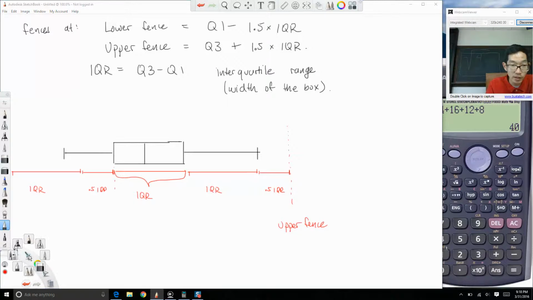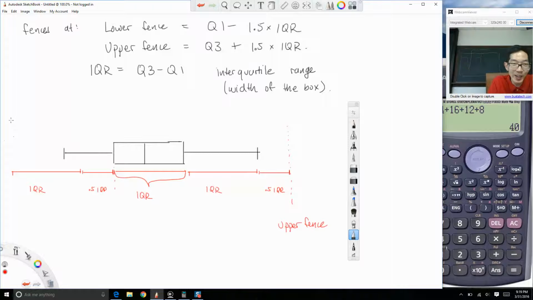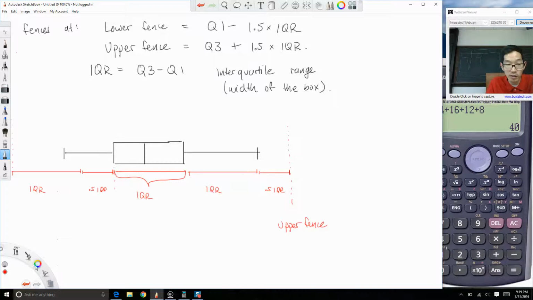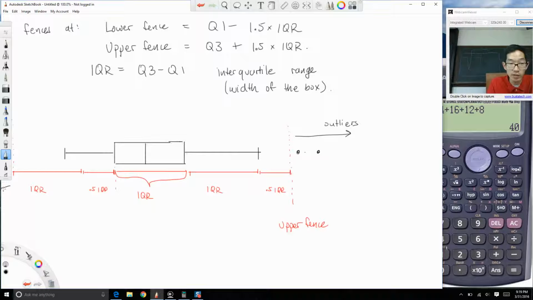I don't know. Does my picture make sense? Okay, and so if you have any data points that are bigger or smaller than the upper fence or the lower fence, then they are considered outliers. Okay, so anything out here, this zone would be outliers, and then anything over here would be outliers as well.